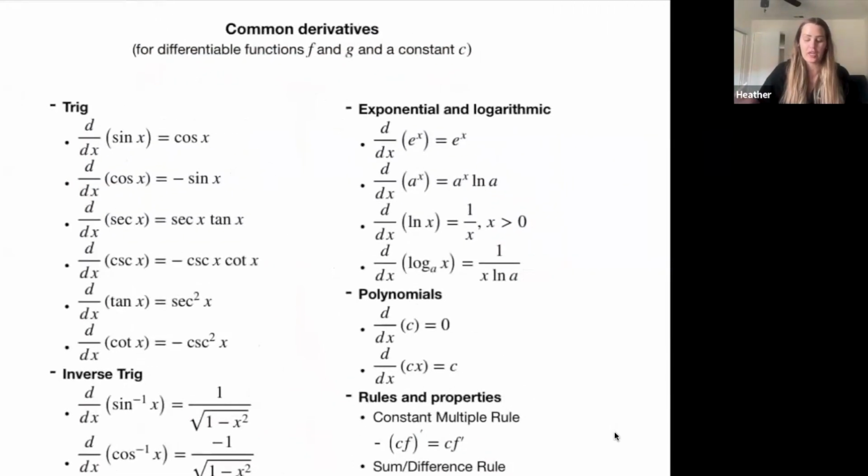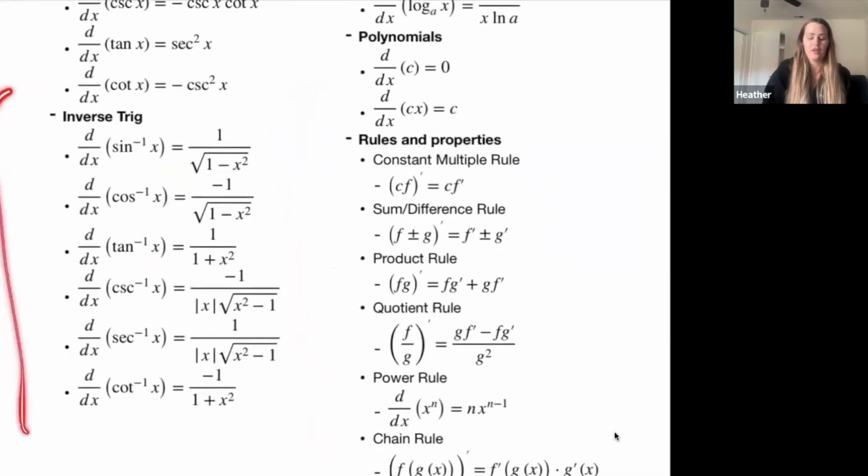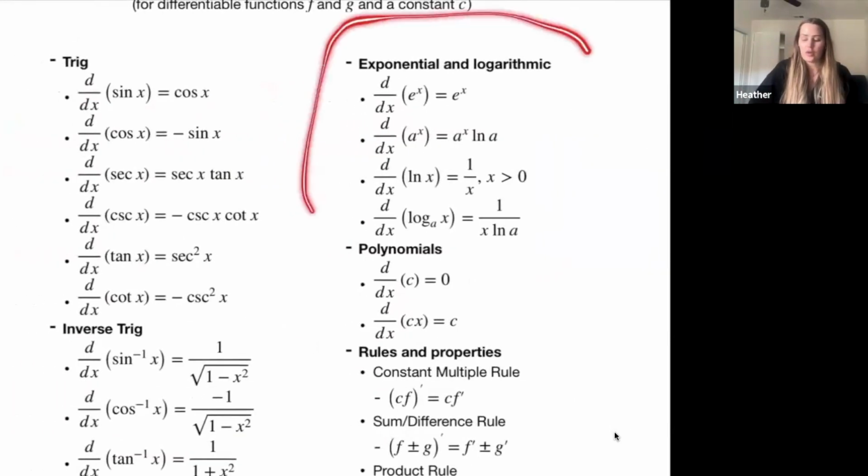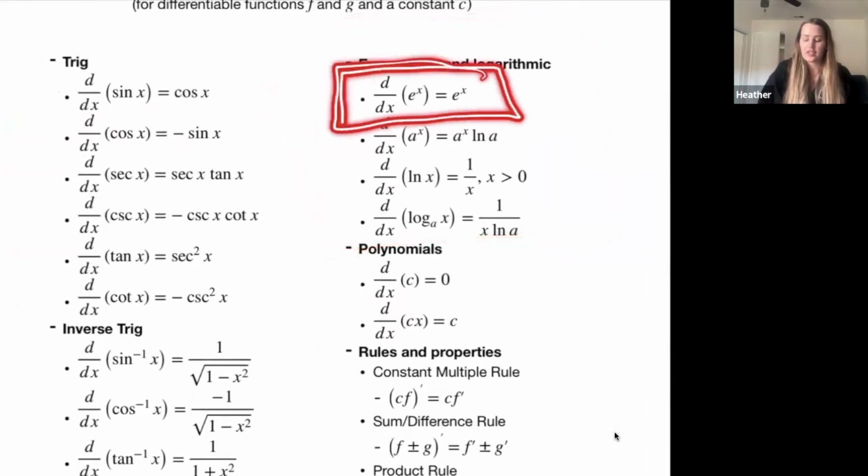So first we have some trig derivatives right here. And again, highly, highly, highly recommend memorizing those. I got some inverse trig derivatives right here. Exponential and logarithmic derivatives. This one right here happens to be my favorite. Derivative of e to the x is e to the x.